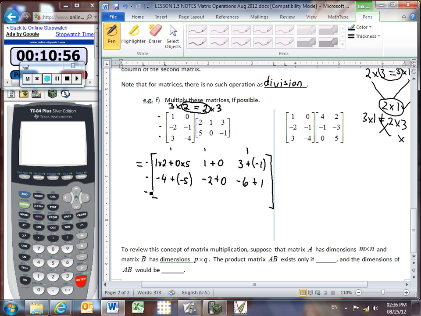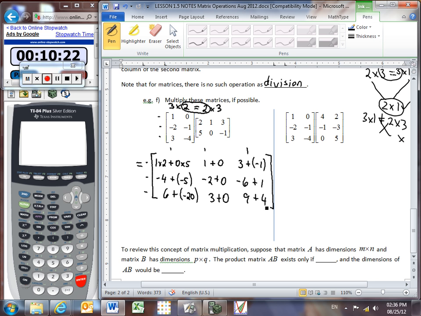And now we'll work on row 3. I'll do this one a little bit quicker. Row 3, column 1: 3 times 2, negative 4 times 5. You'll notice I'm always adding these products together. Row 3, column 2: 3 times 1, negative 4 times 0. Row 3, column 3: 3 times 3, negative 4 times negative 1.